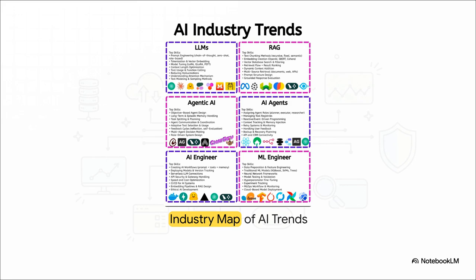Now look at how beautifully this organizes a totally chaotic industry. We're breaking it down into a literal 3x2 grid. Up top, we've got the foundational tech, so LLMs and RAG. In the middle, the frontier of the future, agentic AI and operational AI agents. And down at the bottom, the human element, the builders, the AI engineers versus the machine learning engineers. It's seriously such an efficient way to categorize who's doing what and how this tech scales from raw data all the way up to autonomous systems.